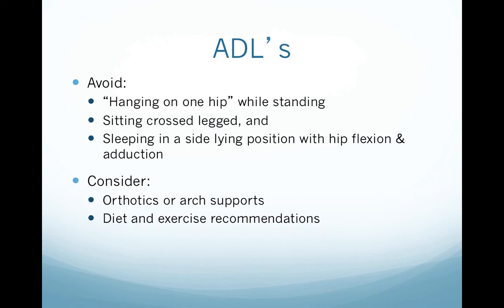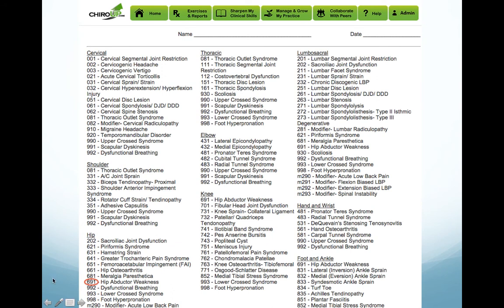So how do we implement this into practice? ChiroUp has made it simple. We're going to circle hip abductor weakness anytime that we detect that in a patient, and from there your patient's going to receive the most appropriate exercises and ADLs to make themselves an active participant in their recovery.